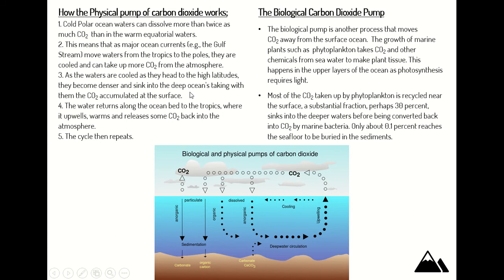We've got the physical pump. Now this is literally to do with different densities of water. Cold polar ocean water can hold twice as much as warm water. Ocean currents move these waters from the tropics to the poles, where they cool, take up more CO2, and then they are denser, so sink, taking the CO2 accumulated with them downwards. That then goes back along the ocean floor to the tropics, which is then brought to the surface, warms and releases some of that back into the atmosphere, and so on and so on. So you've got these ocean currents, this physical pump.